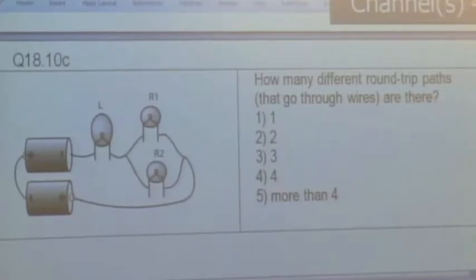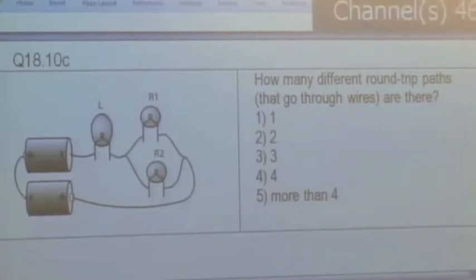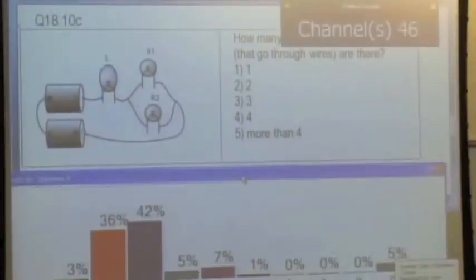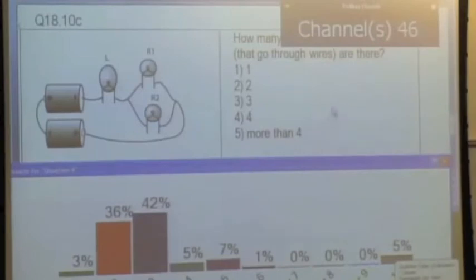That's a good question. Do the paths have to go through the batteries? Does delta V round trip equal to 0 apply only to batteries, I guess is the question. It does not, does it? Okay, so 2 or 3, and so the question then becomes, does the path have to go through the battery?